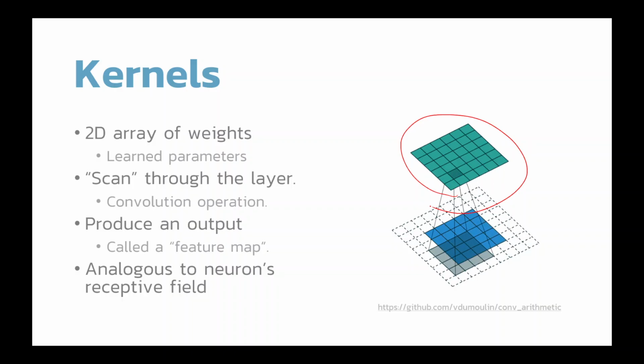And the kernel is actually something that we learn from training. It's not something that we have to specify. We don't have to specify what this kernel is doing. We just have to learn from the examples what the kernel should be, from the loss function, okay? So the kernel is a 2D array of weights, the learned parameter, and the kernel scans through the layer with the convolution operation. Actually, it's called cross-correlation in other fields, okay?